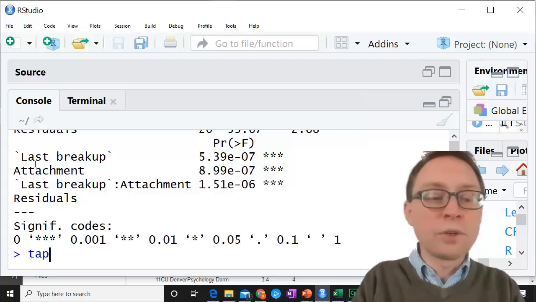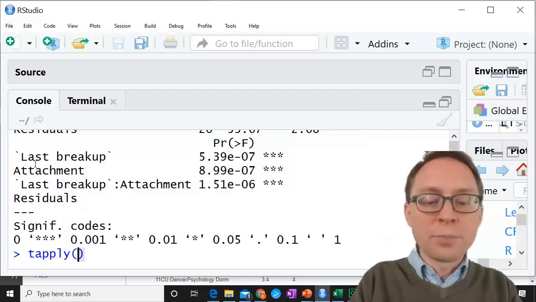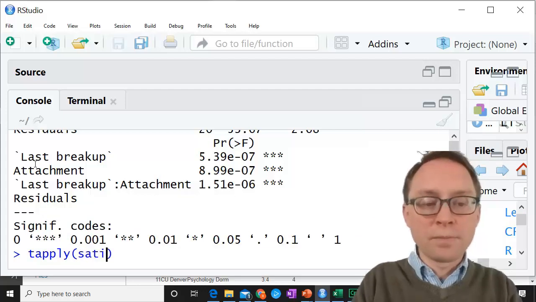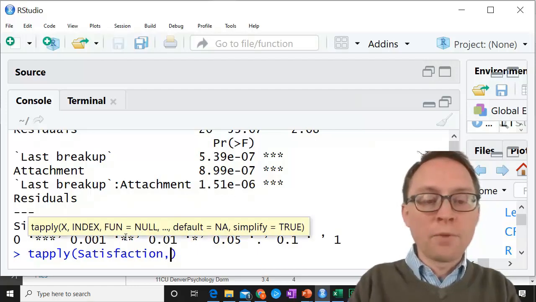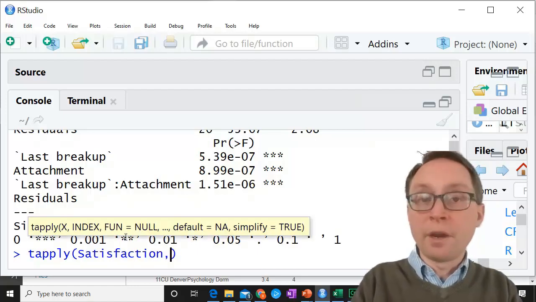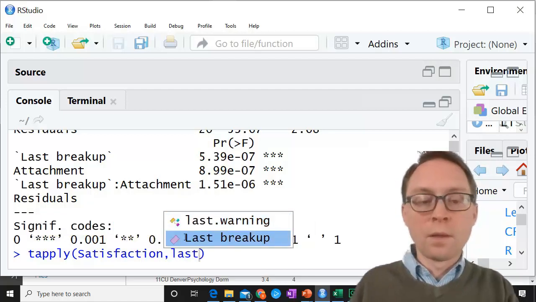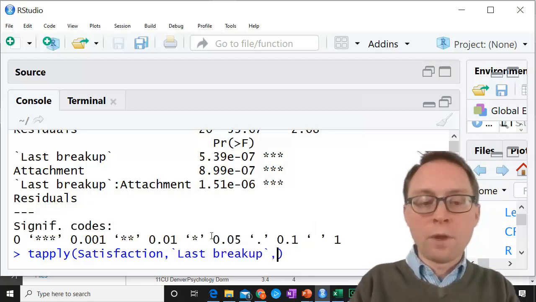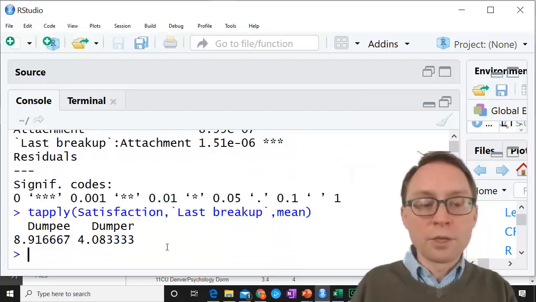So let's try that right now. I'm just going to look at the means first. T apply. And in this case, you put the dependent variable first, which is satisfaction, followed by a comma, and the independent variable, which is last breakup, followed by what you want, and I want the mean. When you do that, here's what we get.